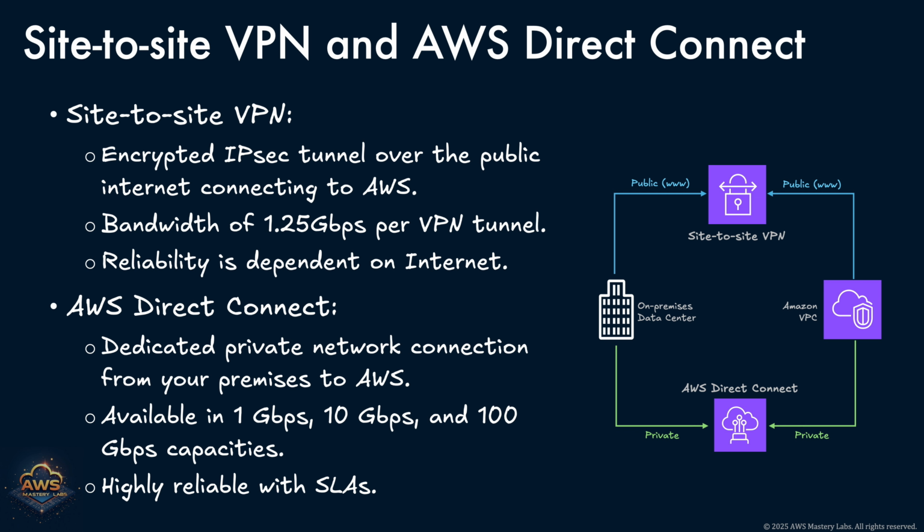Direct Connect as the primary path and VPN as a failover to ensure high availability. Choosing the right option depends on your business needs, but understanding the strengths of each can help you build a more resilient and efficient cloud network strategy.